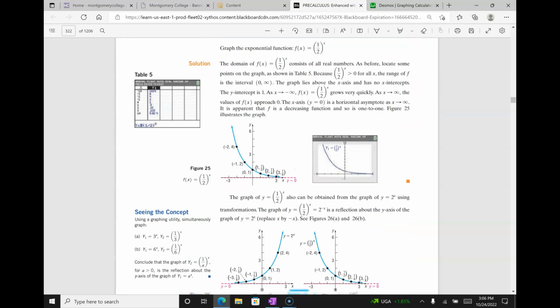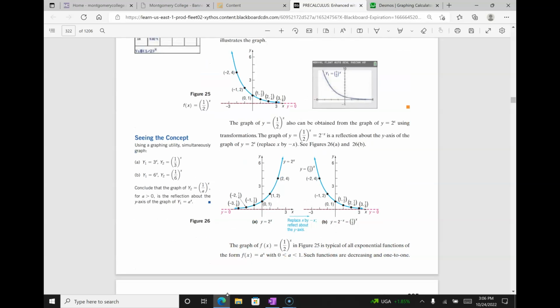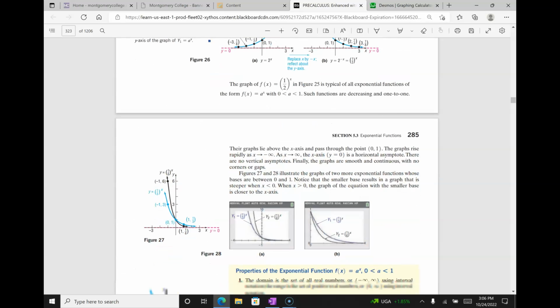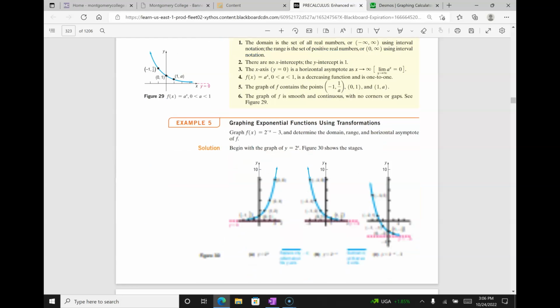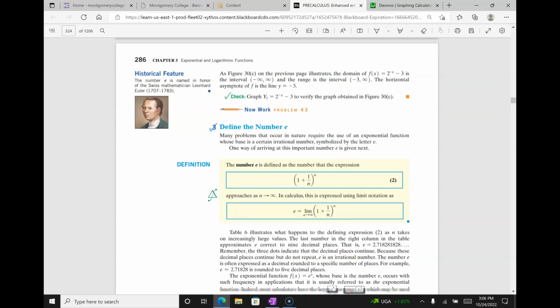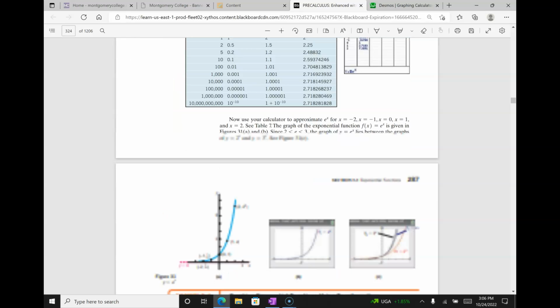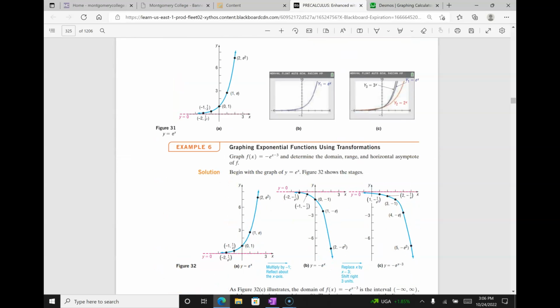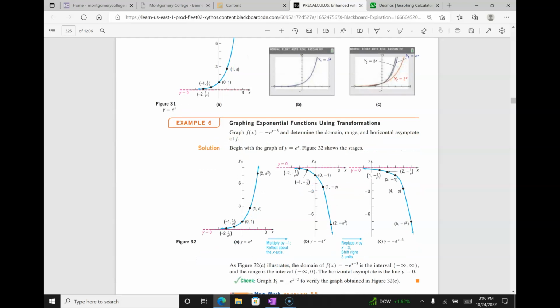So graphing, do it on Desmos. I'm never going to ask you to graph one. The book will. So here's one. F of x equals negative e to the x minus 3.